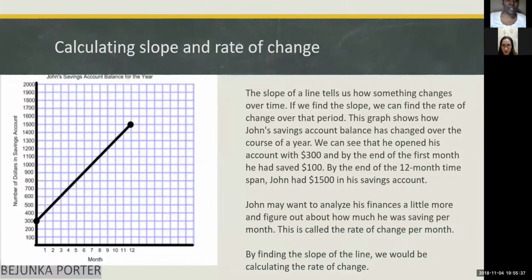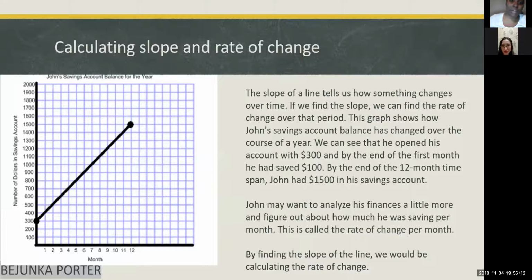All right, calculating slope and rate of change. The slope of the line tells us how something or the rate changes over time. If we find the slope, we can find the rate of change over that period.